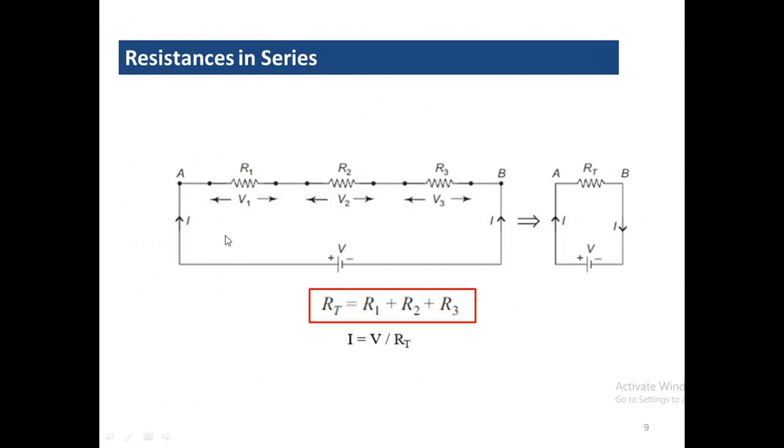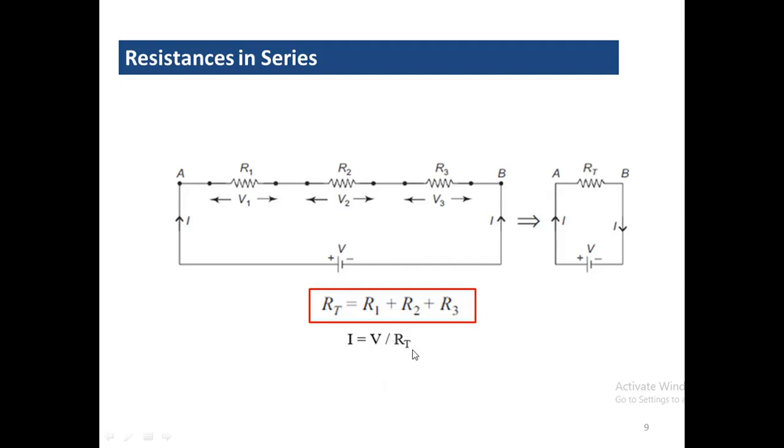Based on our understanding of Ohm's law, we will see how to find the equivalent resistance when a number of resistors are connected in series. So if three resistors, R1, R2, R3, are connected in series across the battery and the current is flowing, how do we draw the equivalent circuit? The equivalent circuit is the total resistance here. Whenever resistors are connected in series, the total resistance is going to be the sum of the individual resistors. And if I want to find the current, voltage divided by total resistance gives the current.